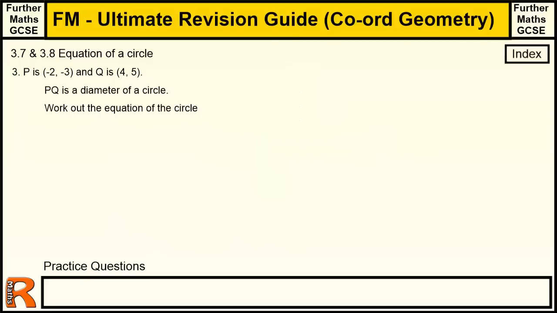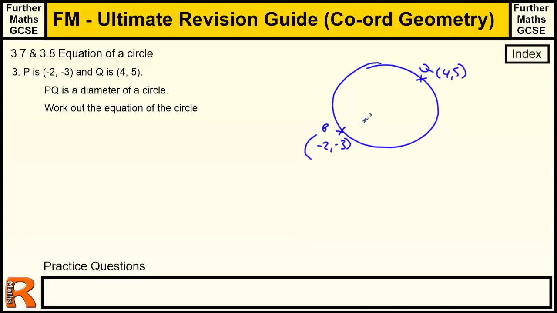The last question. Okay, so we've got the point P and the point Q. PQ is the diameter of a circle, so I've got a circle. P is minus 2, minus 3 down here somewhere, and then Q is 4, 5 over here somewhere. And this is the diameter of the circle, so it goes through the centre.